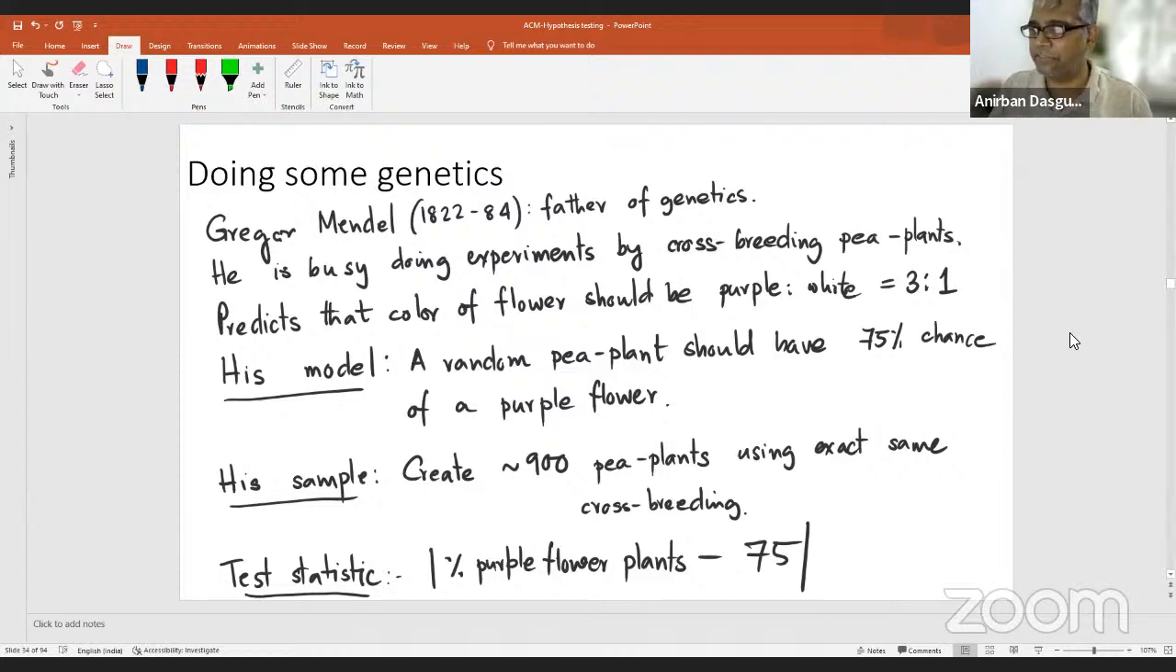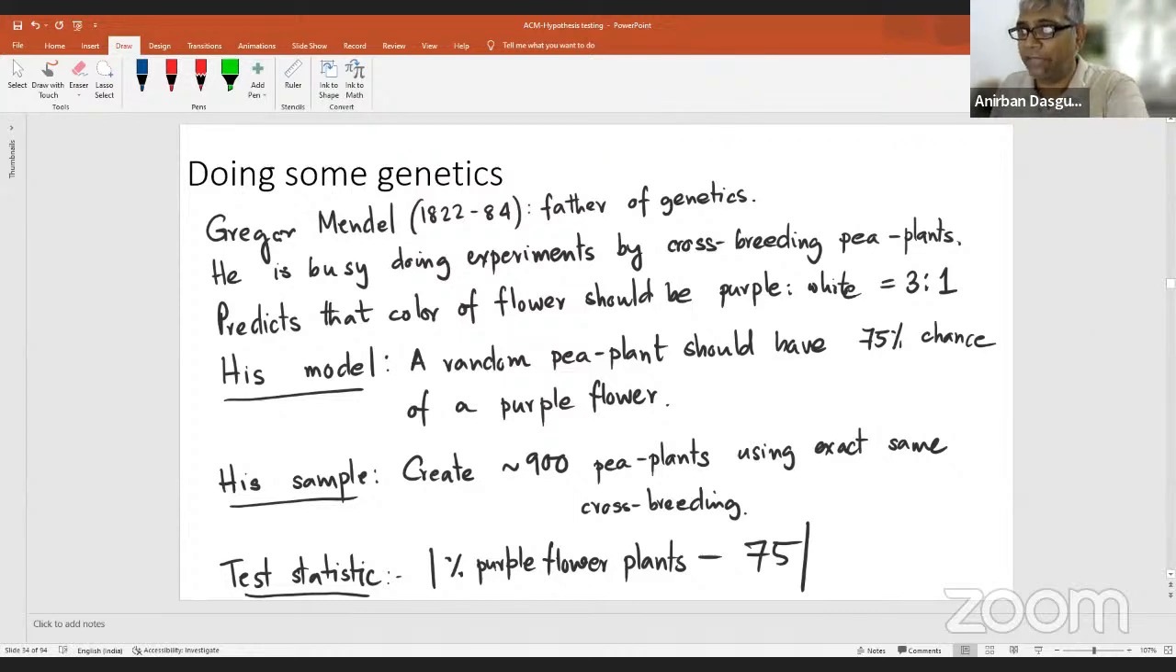If his idea about the information from the 2 parents being uniformly mixed is correct, what he does is create 900 pea plants using the exact same crossbreed. A huge field of pea plants. Pretty amazing. And then he calculates his test statistic.